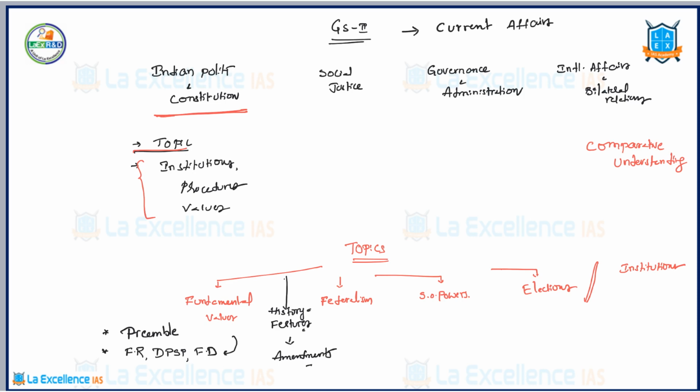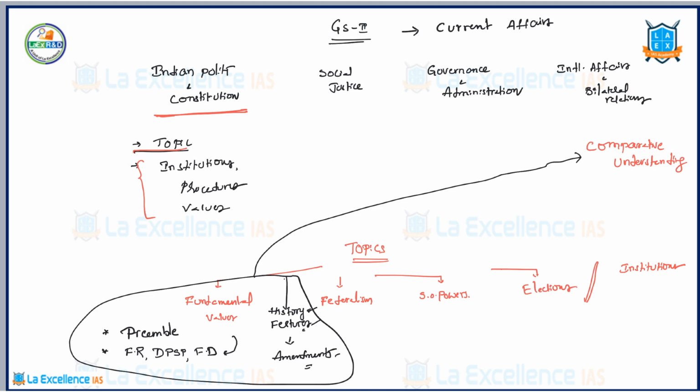So, what are the important amendments which have been made? We have to study those. So, history of the Constitution, features of the Constitution, and then important amendments. This is what we have to study. So, these two have to be studied together. Now, these two are related to comparative understanding with other countries. So, once you understand this, then you need to go for comparative understanding of the Indian constitution with that of other countries.